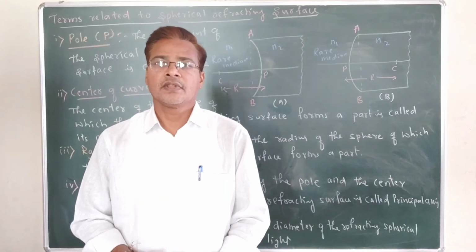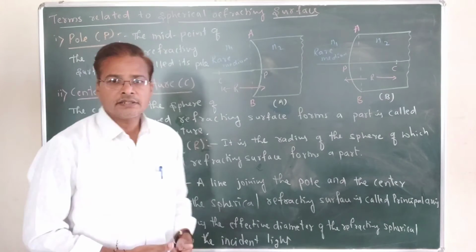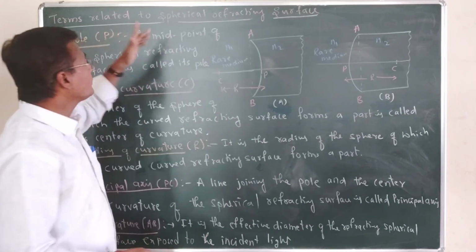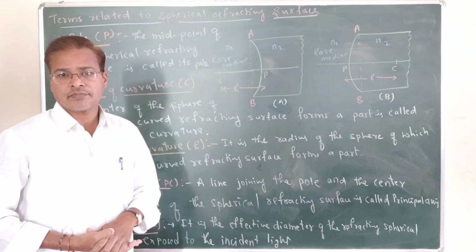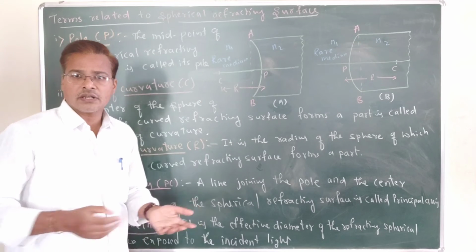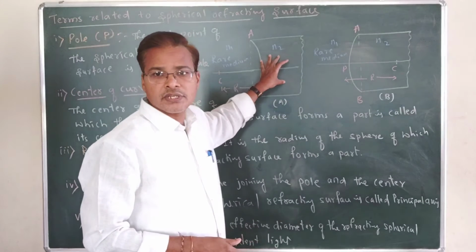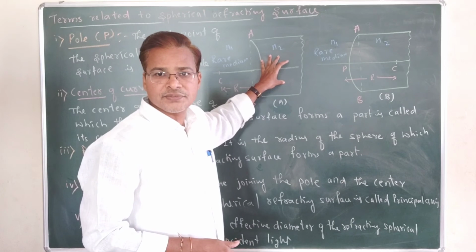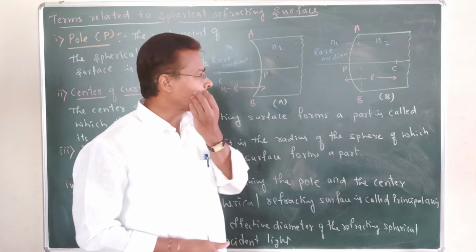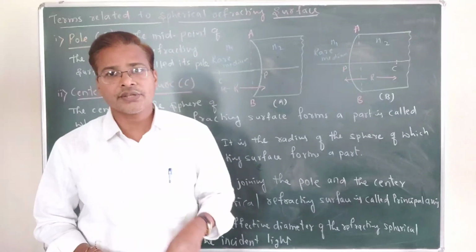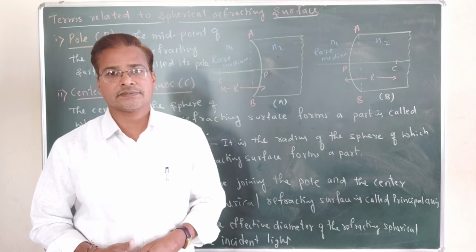Hello students. Now I am going to explain the terms related to the spherical refracting surface. Earlier in class, I explained what a spherical refracting surface is. There are two spherical refracting surfaces: one we call concave and the other we call convex.